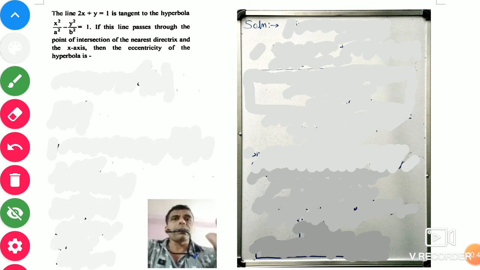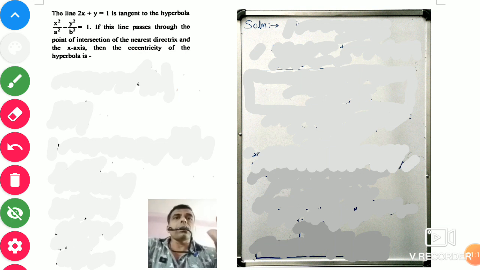what is the question. You have to read this carefully. The line 2x plus y is equal to 1 is tangent to the hyperbola. This hyperbola is given as x square upon a square minus y square upon b square is equal to 1. This is the general equation of hyperbola. If this line passes through the point of intersection of the nearest directrix and the x-axis.